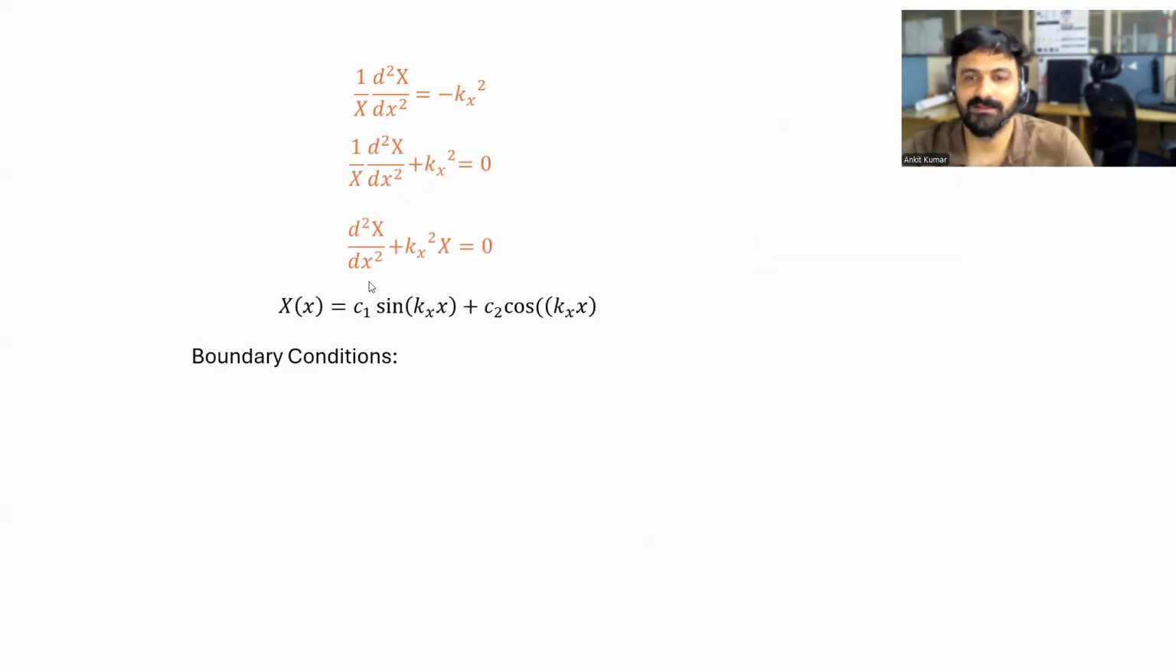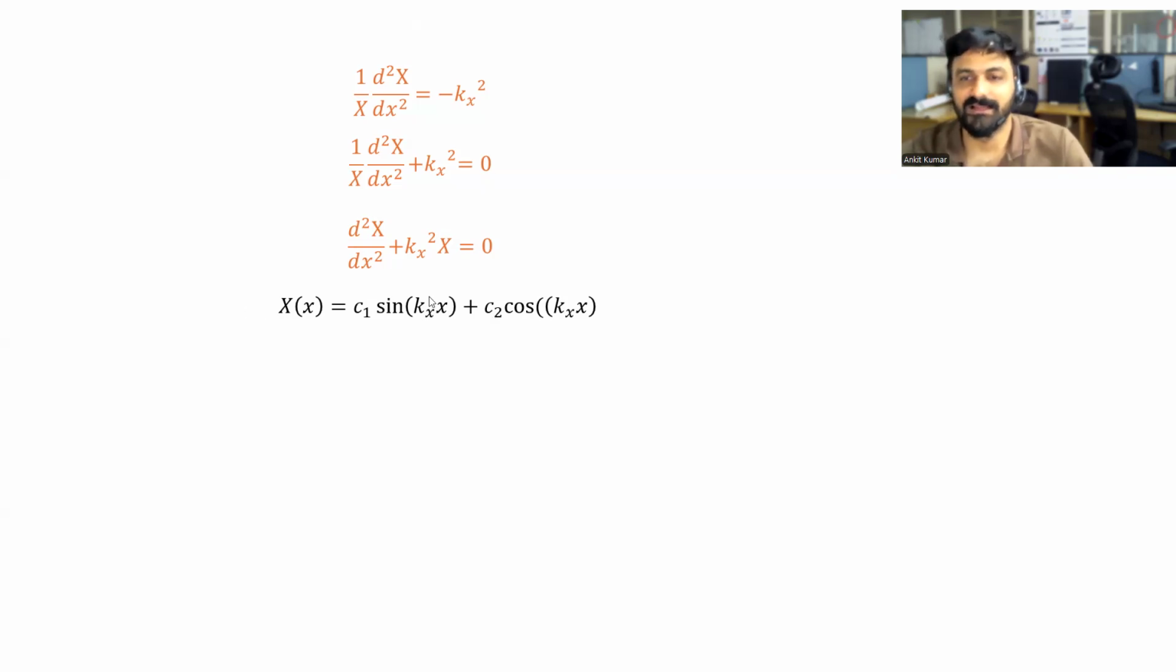Is that clear? Great. Now let us first solve the equation along the x direction. This is a second order ordinary differential equation, and it is very simple to solve. You can write the equation in this form, and then finally you get the solution for X as C1 sin(kx x) plus C2 cos(kx x).